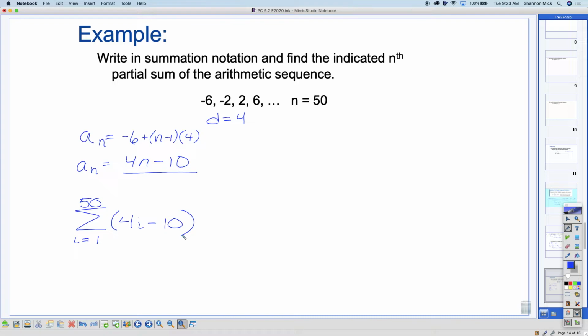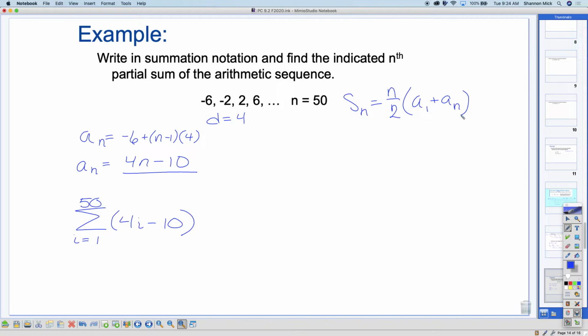Now the sum equation is S sub n equals n over 2 times A sub 1 plus A sub n. Okay, so that's my equation that I'm going to use to find the sum of this, right? N is the number of things I'm adding. I is what I'm putting in. That's why we changed it here.